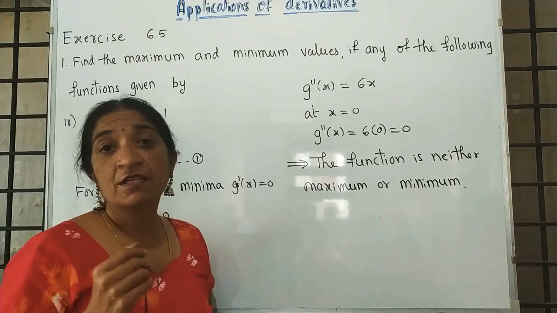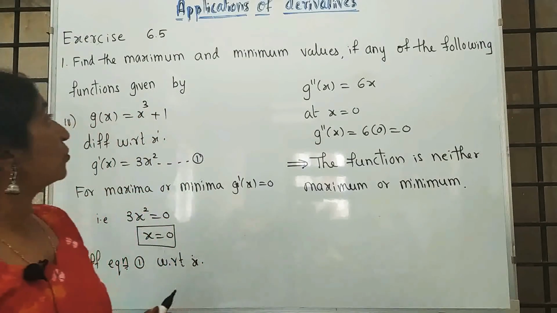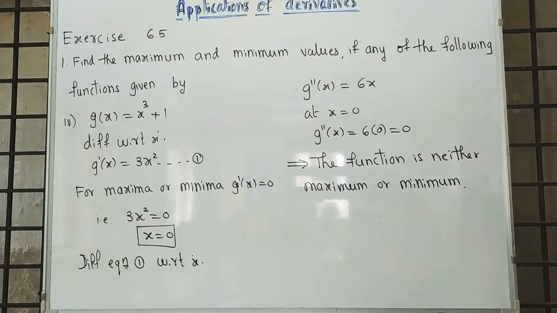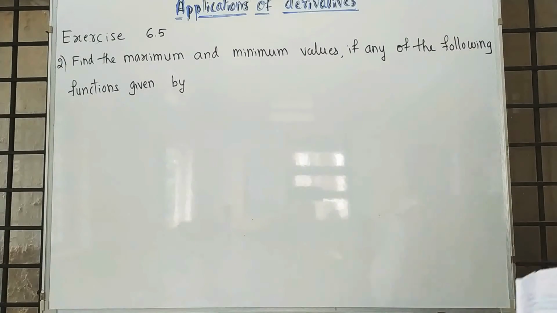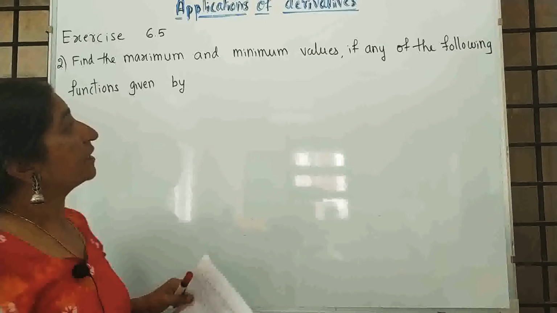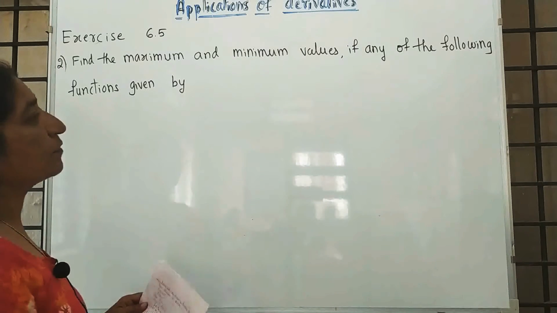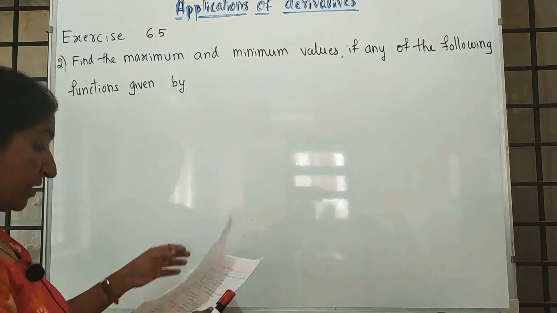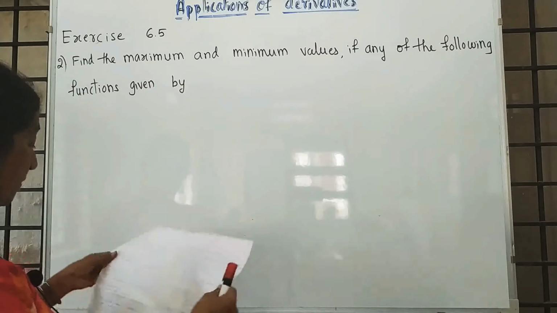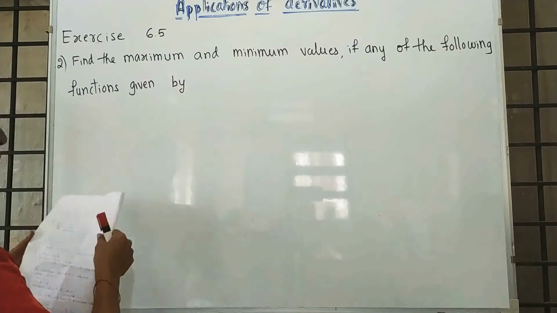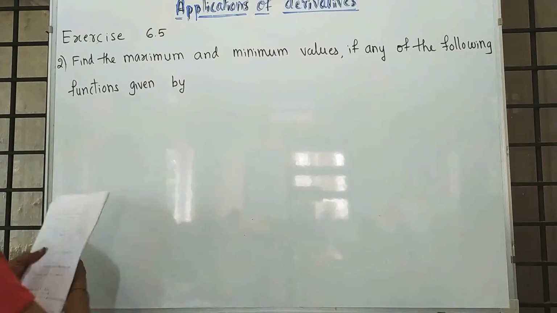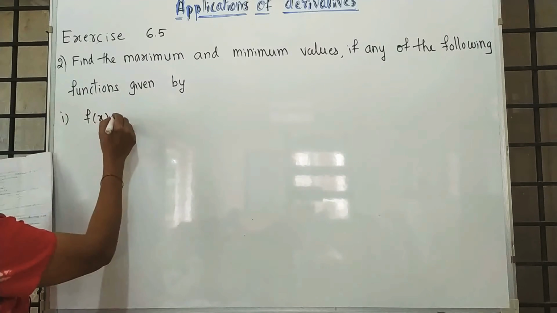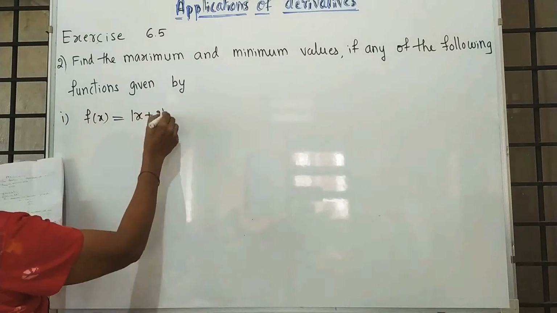Now I am moving to the second main example, the second main question in exercise 6.5. In exercise 6.5, the second main question: find the maximum and minimum values, if any, of the following functions given by. Again the sums are very interesting. Going for the sums, first one, f of x is equal to modulus of x plus 2 minus 1. Here I am not repeating the concept that I explained in the example, main question 1.